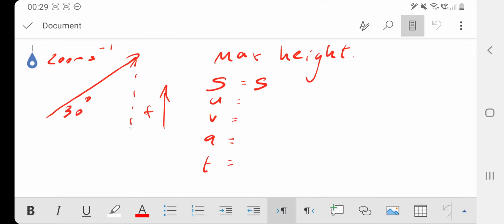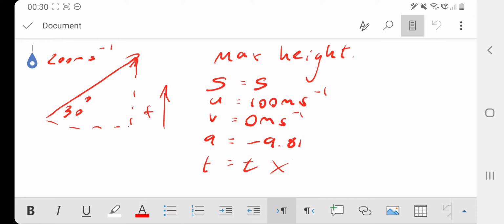The speed, we need the vertical component of this speed, so you can use trigonometry. But what you should find is that the vertical component of that speed is 200 times sine 30. Sine 30 is a half, so 200 times a half is 100 meters per second. The velocity at the maximum height vertically would be 0. The acceleration due to gravity, which acts down, is minus 9.81 meters per second squared. And t is what we're looking for in the second question, but for now, we're not interested. So you could put an x there if you wished.